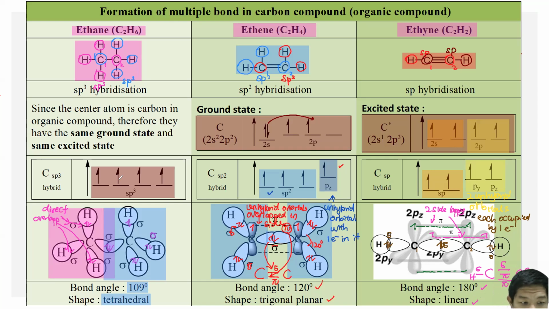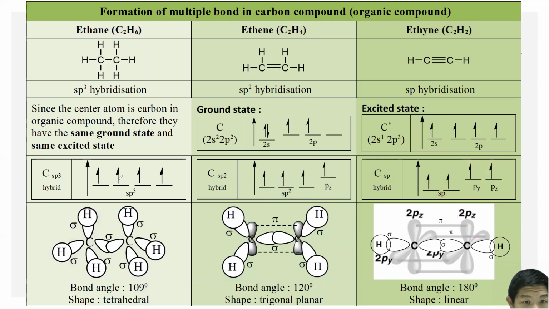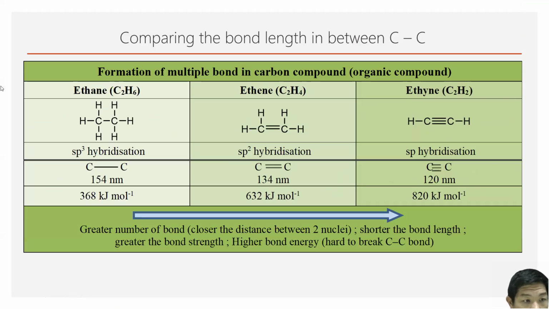Right, so now you already understand the formation of the multiple bonds. So let's compare a little bit the properties of this multiple bonding, shall we? In a C single bond C, you have a bond length of 154 nanometers. In a C double bond C, you have a bond length of 134 nanometers. And in a C triple bond C, you have a bond length of 120 nanometers. So this is because when you have more multiple bonds, the bond length becomes shorter.